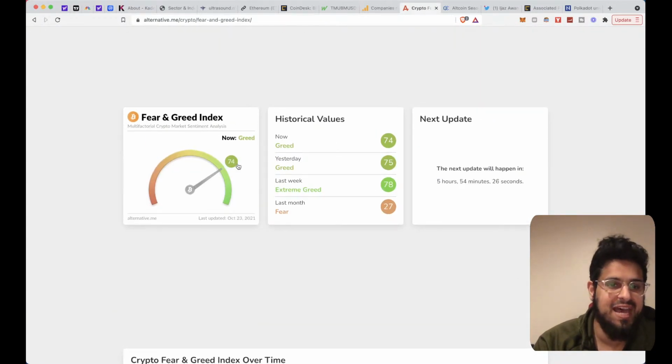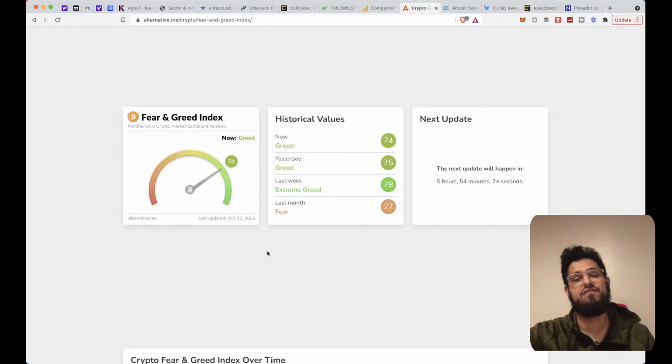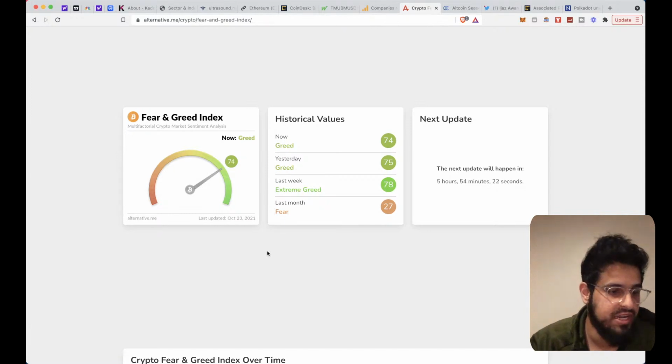Look, you can just see now we've cooled off. Remember, this was 84, guys, the other day when we covered it on the Fear and Greed Index.